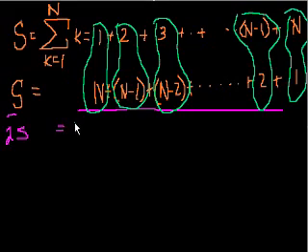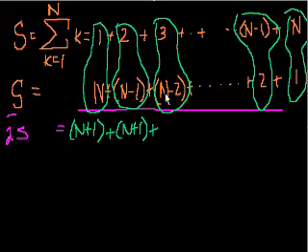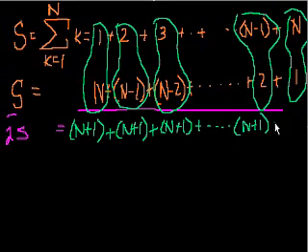What's 1 plus n? Well, that's just n plus 1, right? What's 2 plus n minus 1? Well, that's also n plus 1, right? What's 3 plus n minus 2? I think you could guess. It's n plus 1. And we just keep doing that. And what's n minus 1 plus 2? That's n plus 1. And what's n plus 1? Well, that's just n plus 1, of course.